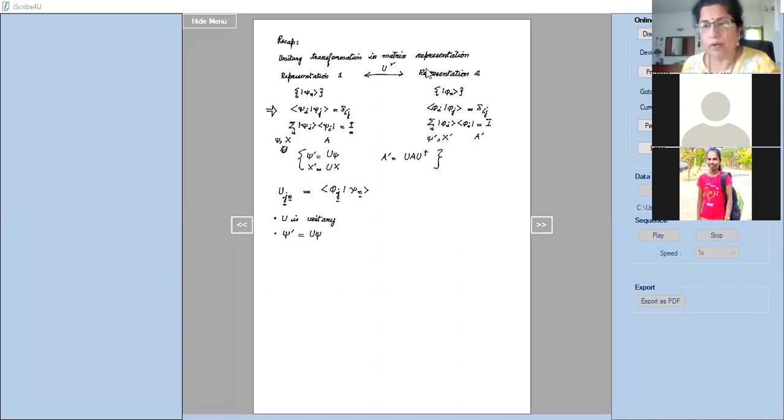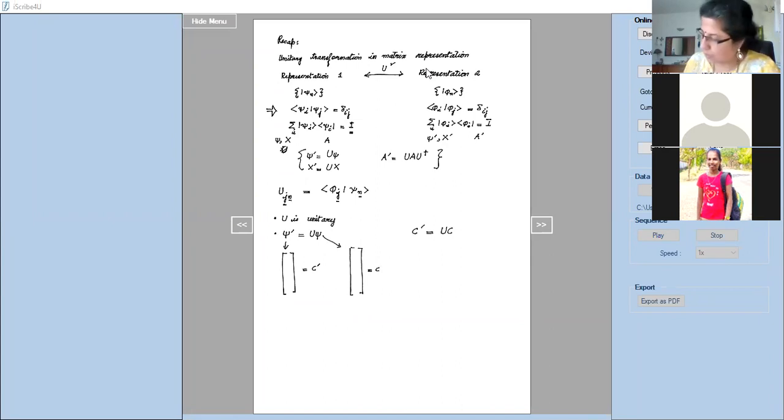How did we do this? We showed that if there was a column matrix that represents this, which we called C prime, and there was a column matrix that represented this, which we called C, then basically C prime was equal to UC, correct? This is what we could prove.